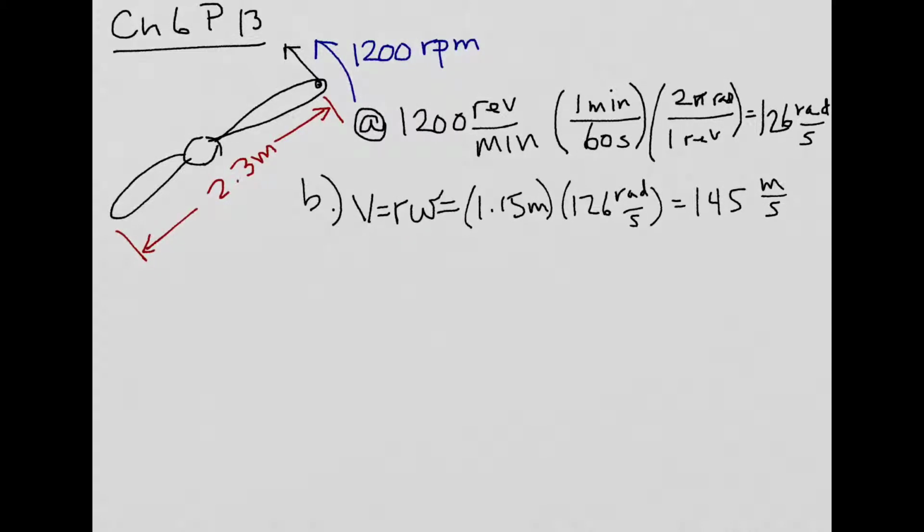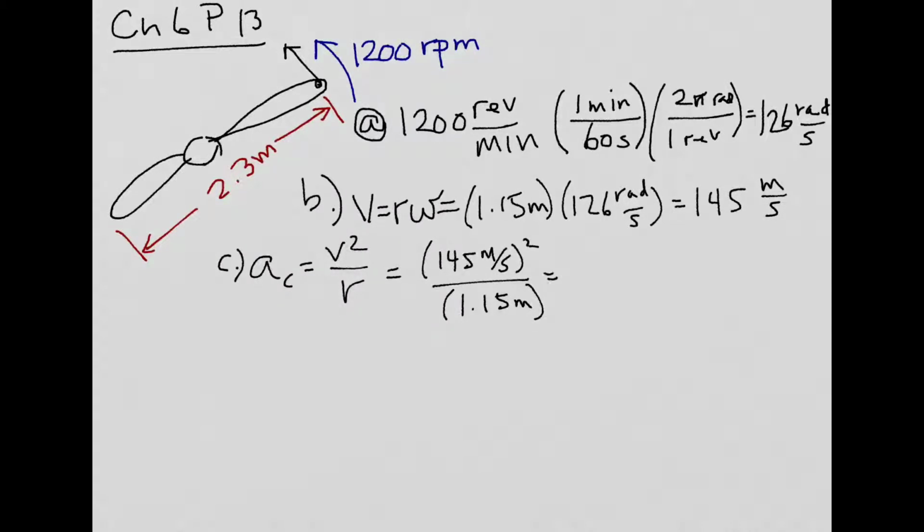It then says, what's the centripetal acceleration, A sub c, which equals v squared over r, and that equals 1.82 times 10 to the 4th meters per second squared. So it's really accelerating fast, which means it's getting pulled into the center of the circle very hard.